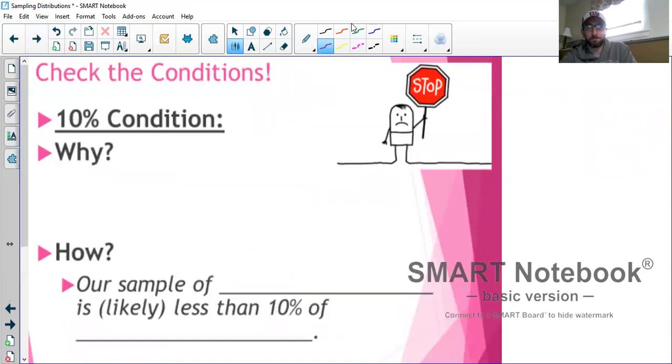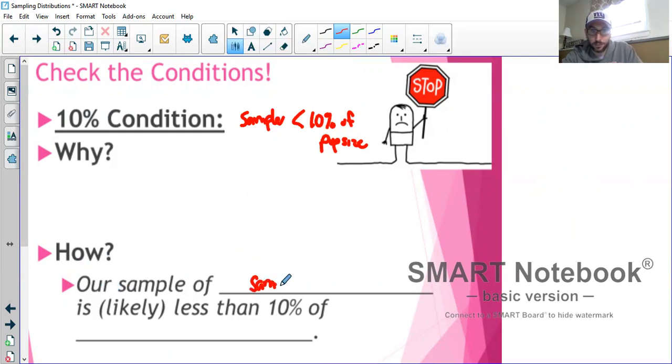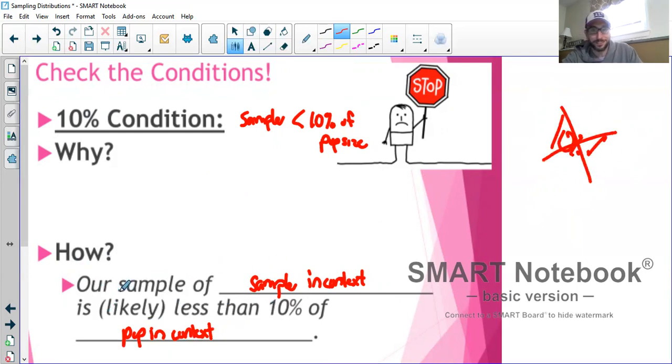The 10% condition says our sample size has to be less than 10% of the population size. And jumping to the bottom, the way we check that is we're literally going to say our sample of whatever, defined in context, is probably less than 10% of the population in context. I don't know why I didn't space out those words, but I'm not going to fix it. So a couple things here. We're not going to write 10% check mark. Don't do that. We're going to write this phrase.